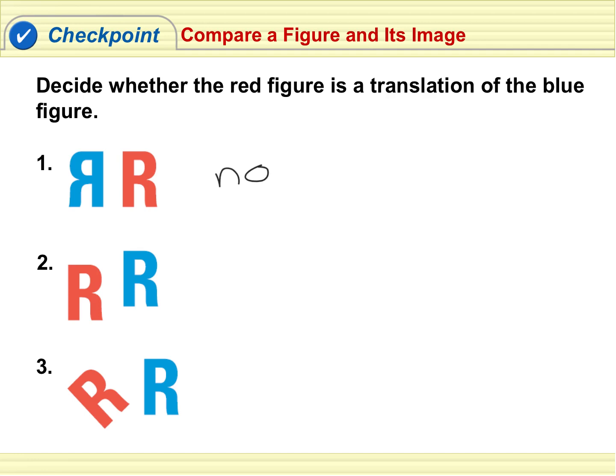What about 2? Yes. Why yes? Because it just changed positions. It just moved. What about 3? No. Why? It's rotating. Yep. Good.